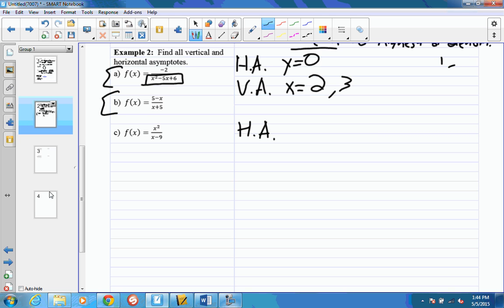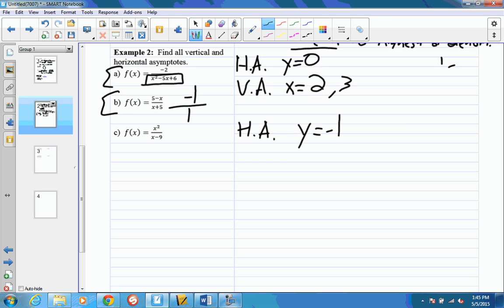How do I find my asymptote? Ratio of coefficients. So what's the ratio on my numerator? -1. Good. That's 5 minus x, right? So -1 over what? 1. So my HA is at y equals -1. Good.